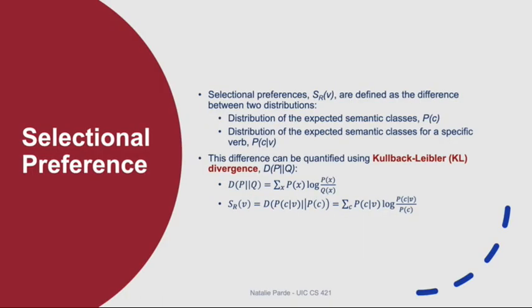Selectional preferences are often formally defined as the difference between two different distributions, the distribution of the expected semantic classes, P of C, and the distribution of semantic classes for a specific verb, P of C given V. Greater differences between these distributions indicates higher selectional preference strength. Basically, the verb is giving us more information about the classes its arguments can fall into. One way to quantify the difference between these two distributions is by computing the Kullback-Leibler or KL divergence between them as shown in the equations here.